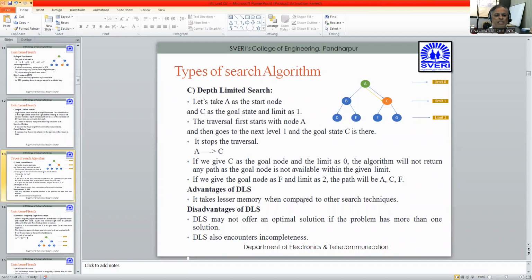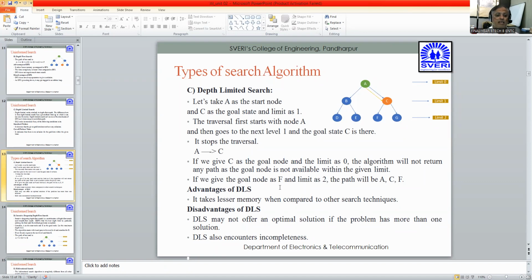Now if we give C as the goal node, ठीक है, and limit as 0, अगर मैंने बोला कि C नोड मुझे जाना है, लिमिट 1 की जगह पर लिमिट 0 पे जाना है, तो फिर क्या हो जाएगा, उसे कोई पाथ मिलेगा ही नहीं, क्योंकि वो लिमिट 1 में C है, लिमिट 0 में उसको C दिखाई नहीं देगा, तो वो जाएगा नहीं आगे, बराबर, because the algorithm will not return any path if the goal node is not available within the given limit.